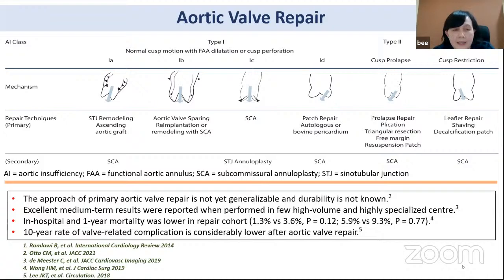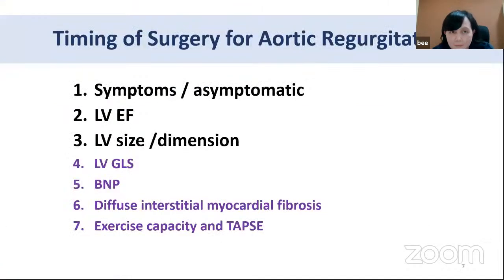And a meta-analysis actually showed the in-hospital and one-year mortality rate was comparatively lower in the repair cohort as opposed to those patients with aortic valve replacement. And it has also been reported that the 10-year rate of valve-related complication was considerably lower after aortic valve repair. And this is because of freedom from long-term anticoagulation, more physiological valve function, and lower risk of endocarditis.